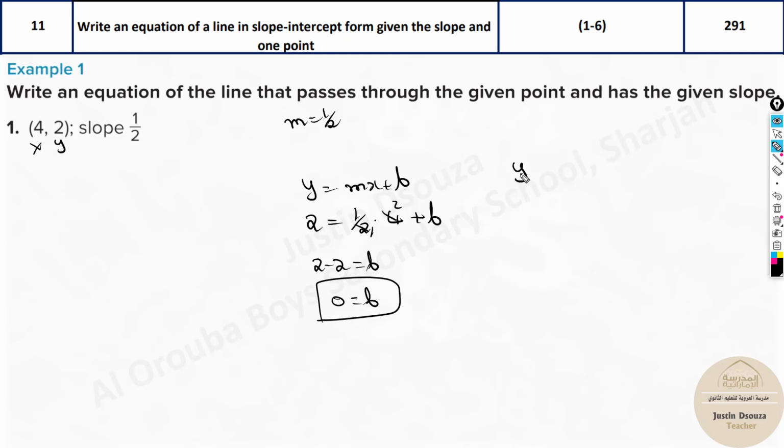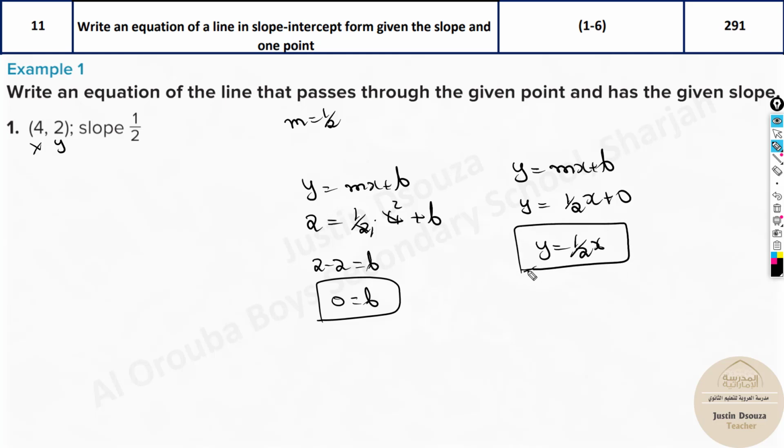Now again use the same slope-intercept form, y equals mx plus b. And here keep the y and x as variables. Only substitute the slope and the b value. Half x plus 0. That is y equals half x. If you draw a graph of this particular equation, you will get the slope half, and this line will pass through the given point. This would be the final answer, the equation.